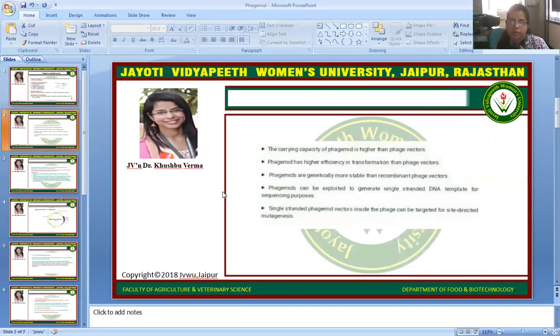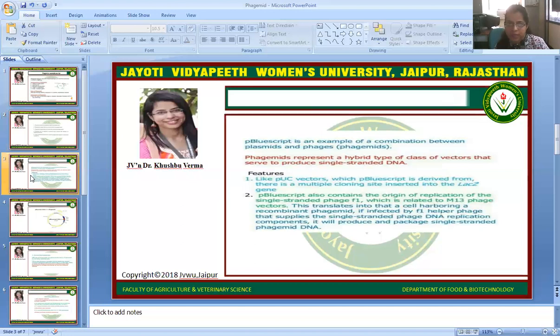The carrying capacity of phasmid is higher than phage vectors. Phasmid has higher efficiency in transformation than phage vectors. Phasmids are genetically more stable than recombinant phage vectors. Phasmids can be exploited to generate single-stranded DNA template for sequencing purposes. Single-stranded phasmid vectors inside the phage can be targeted for site-directed mutagenesis. So you can say that it is useful for site-directed mutagenesis or mutation reactions. It will be helpful.